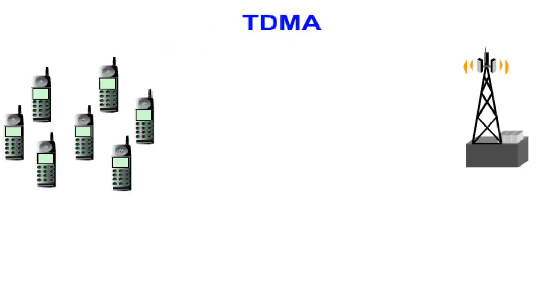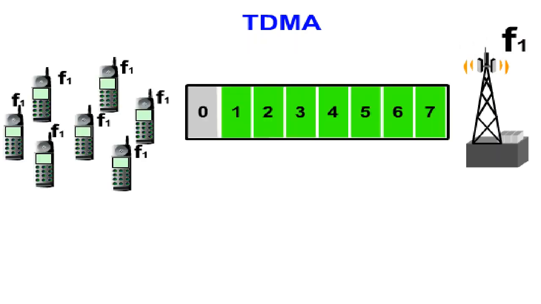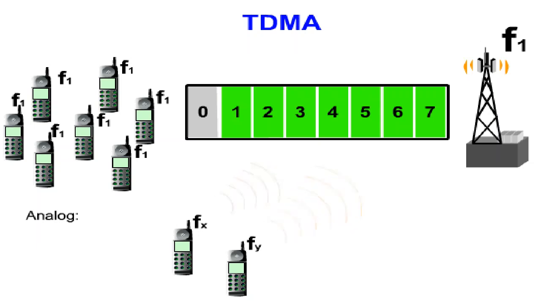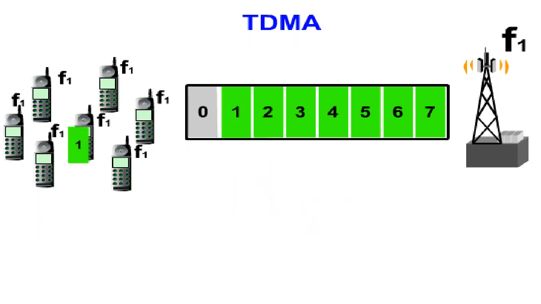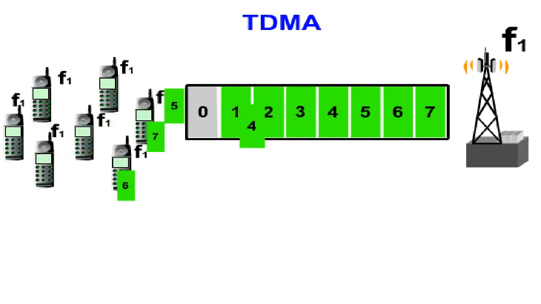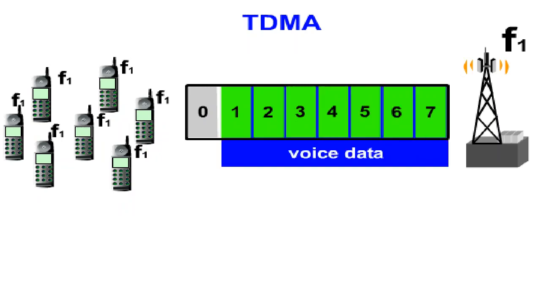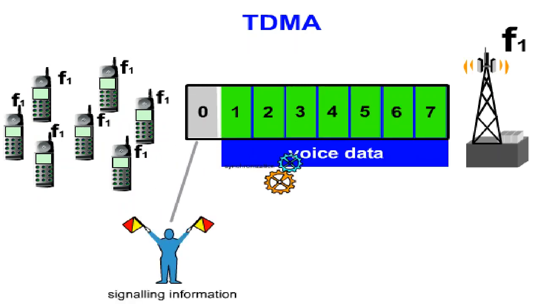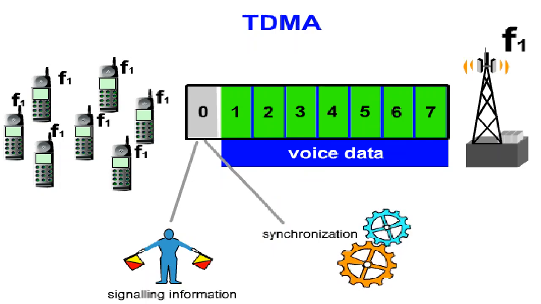Time division multiple access, or TDMA, is a method where several subscribers share one frequency. Each subscriber is assigned its own time unit, which is known as a time slot. In analog mobile systems, on the other hand, a frequency is occupied by one subscriber for the duration of the call. In TDMA systems, each mobile station sends and receives information only on the time slot it's been assigned. These time slots are either used to transmit voice data or information on signaling and synchronization.